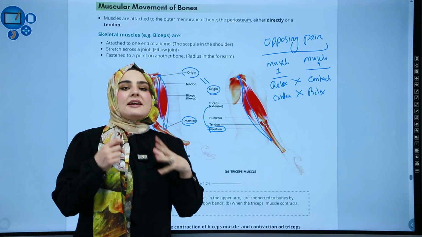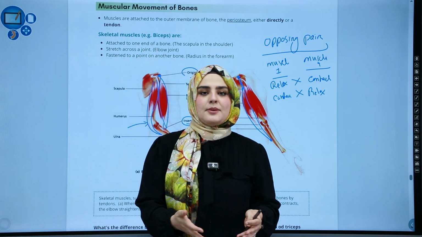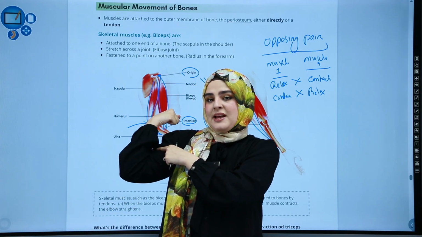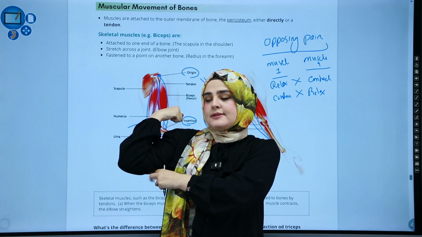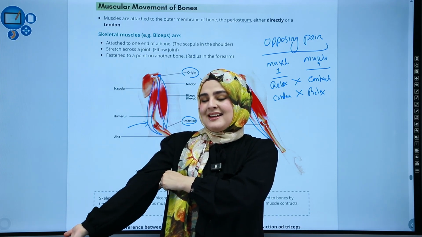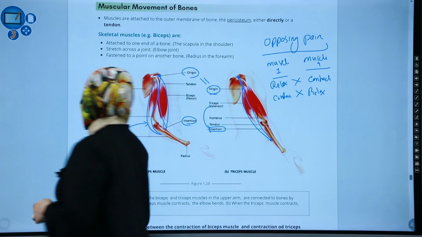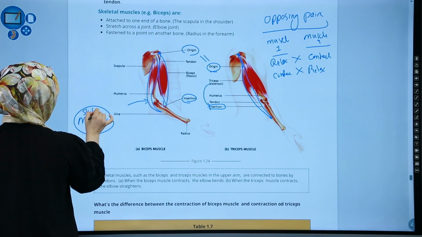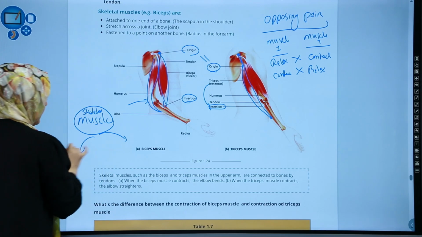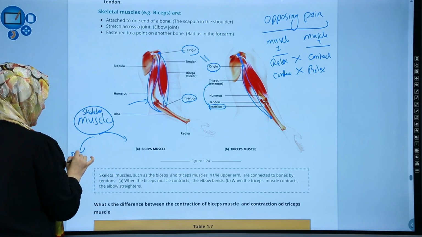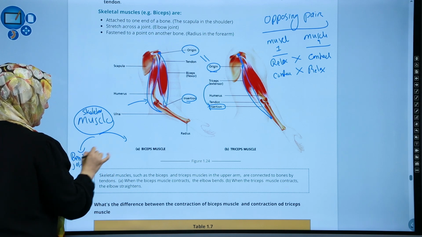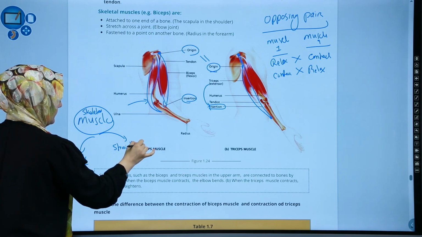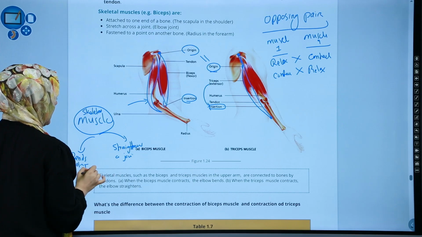Let's see. Since their work will have different outcomes, for example, contraction of bicep makes your arm move upward and bend upward, but the contraction of tricep makes your arm straighten like that. This gives them a name. Remember, muscles according to their work, that's skeletal muscle. If a muscle bends a joint or straightens a joint, they will have different names.